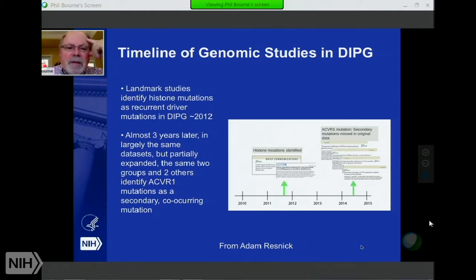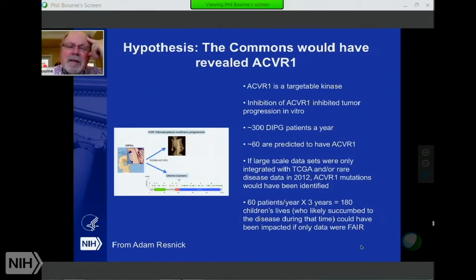However, what happened 3 years later, in an expanded data set that was actually accessible to 2 other groups as well, those groups and then the original group themselves identified mutations in ACVR1 genes as a secondary co-occurring mutation. Now, this proved to be extremely important because that's targetable. It's a targetable tyrosine kinase for which there are inhibitors already under development. So this discovery actually provided some possibility to begin to treat this condition.